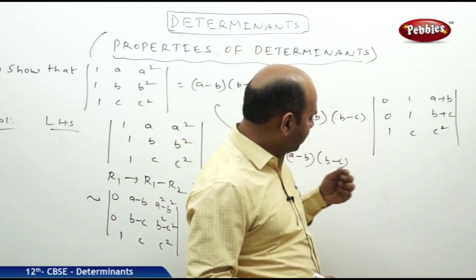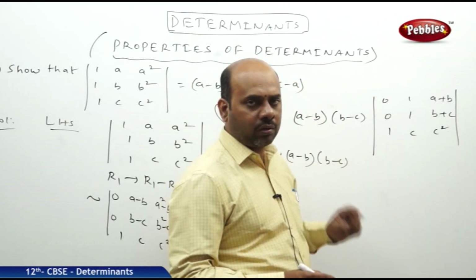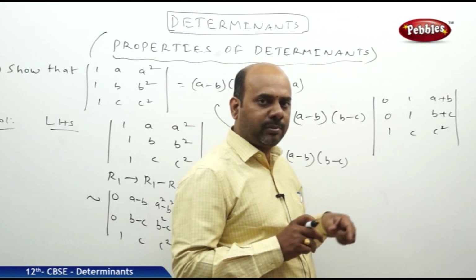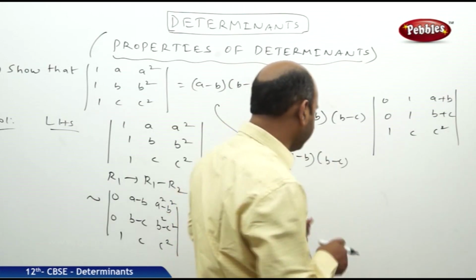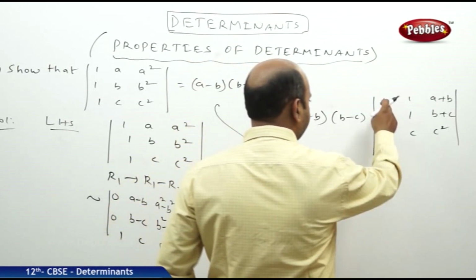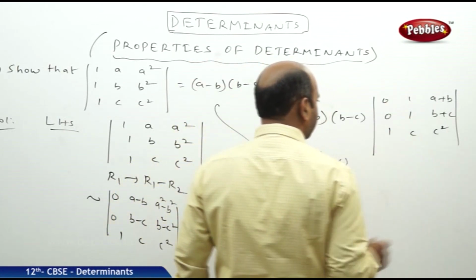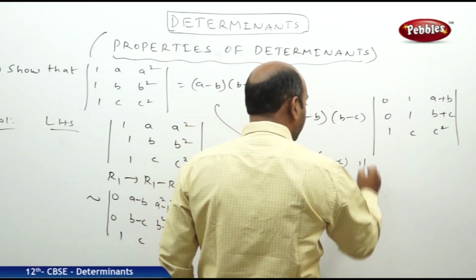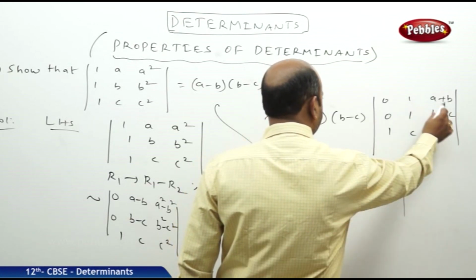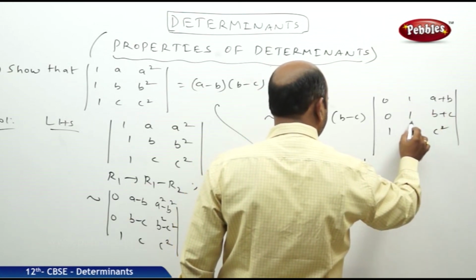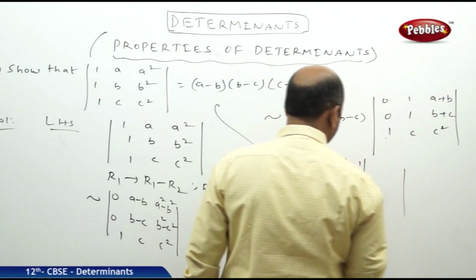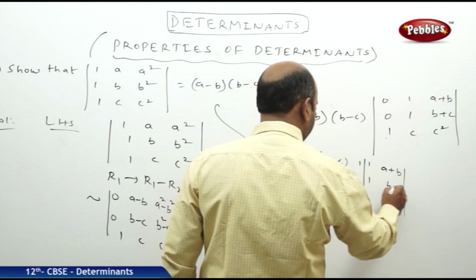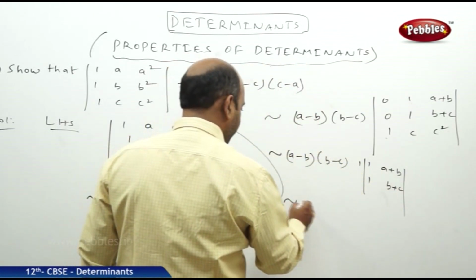I give a small suggestion. Whenever a row or column gets the maximum number of zeros, try to expand the determinant by using that particular row or column. So I will be expanding this with respect to the last column. When I expand with respect to the last column, the signs are plus, minus, plus, minus, plus, minus, plus, minus, plus. So 1 into its minor, that means 1 into a plus b and 1 here b plus c.